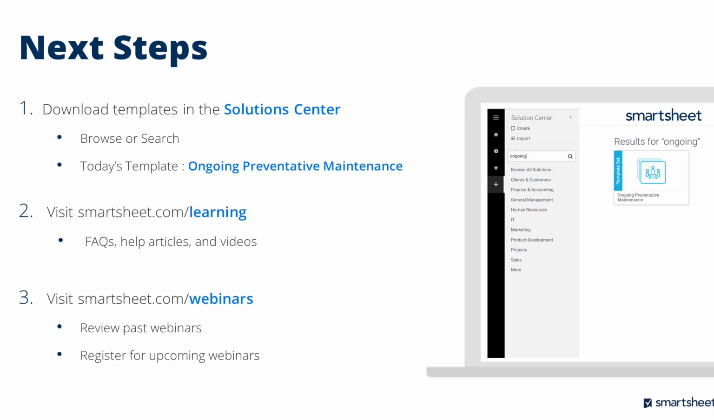The sheets and dashboards used in today's webinar are actually part of a template set that you can download for free on the Smartsheet website. To do so, navigate to our Solution Center by clicking the plus button in the left panel of your Smartsheet and searching for Ongoing Preventative Maintenance. This will give you a dashboard, a couple sheets, and several reports, including the automation and the sheet summary data we looked at today to best manage your work.